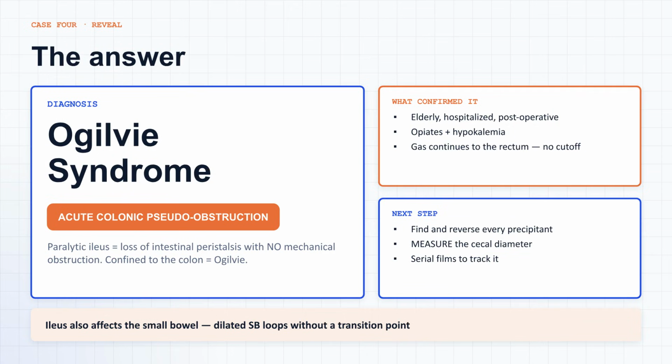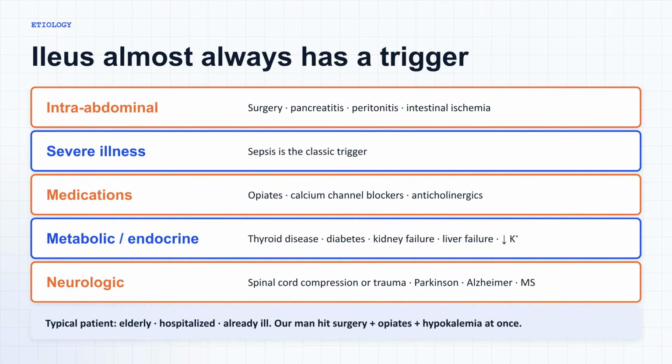One more point. The distinction matters because the treatments diverge. A mechanical obstruction goes to the operating room. This one does not. Ileus almost always has a trigger, and finding it is the treatment. Group them into 5 buckets. First, an intra-abdominal process, recent surgery, pancreatitis, peritonitis, or intestinal ischemia.